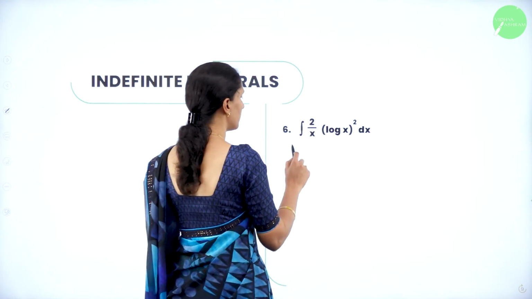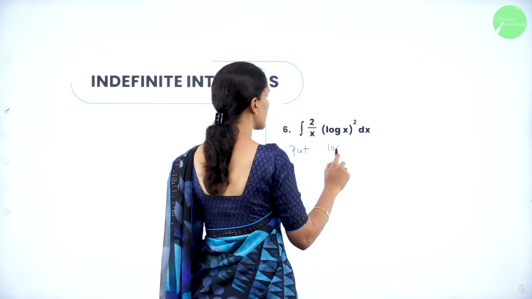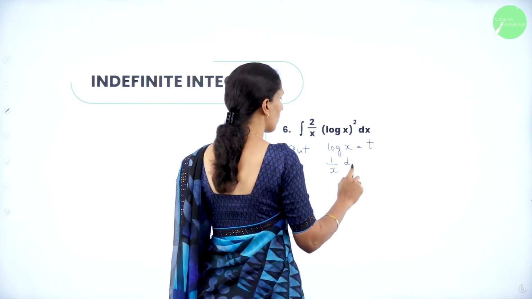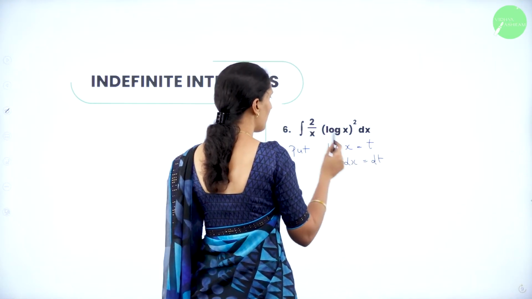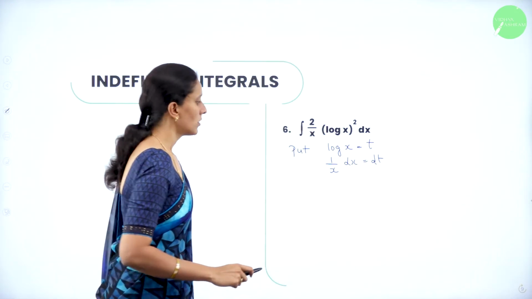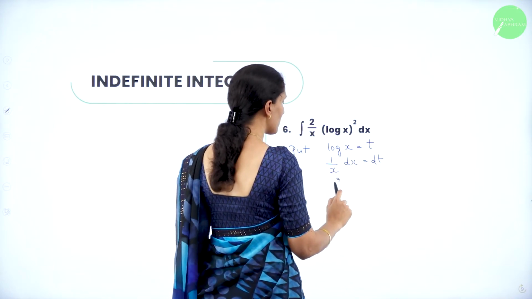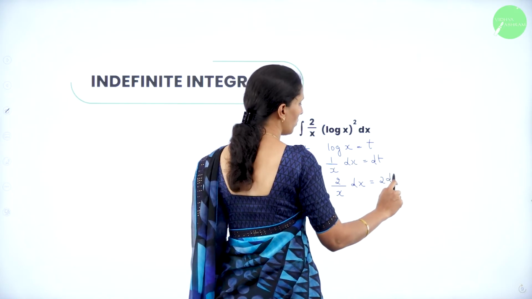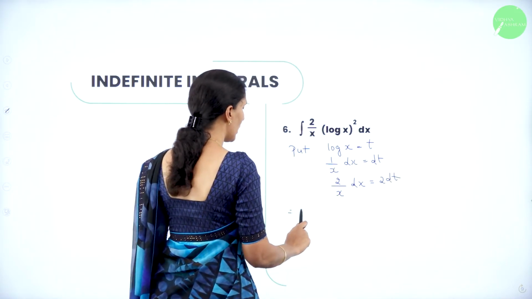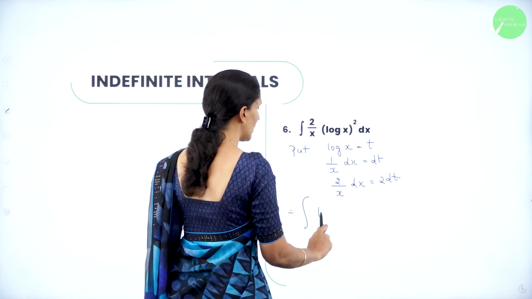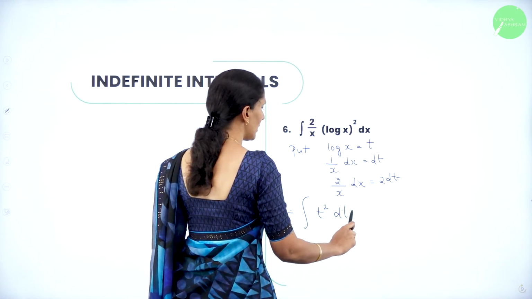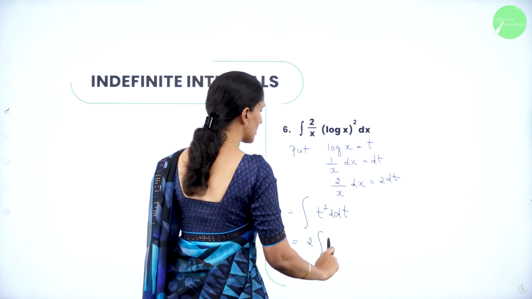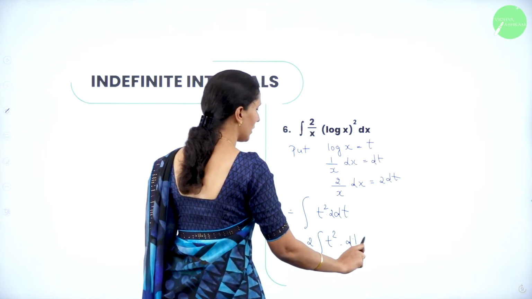So put log x equal to t. Then 1 by x dx is equal to dt. But here I need 2 by x, so multiply 2 on both sides. This becomes 2 by x dx is equal to 2 dt. Let's substitute here. The equation becomes t square into dt. Also we have 2 here, so take 2 outside. It is 2 times t square dt.